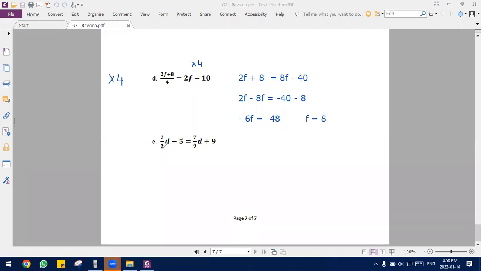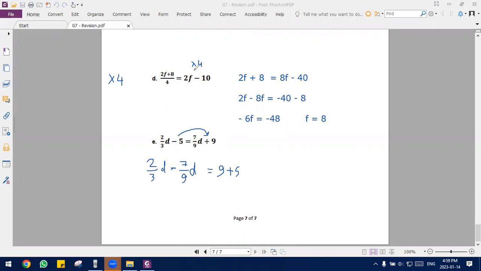Now for the last question, I need to put the variables together. So 2 over 3 d, and I'm bringing 7 over 9, it will be minus 7 over 9 d, equal to, on the right side I have 9, and then minus 5, when I write it there, it will be plus 5.